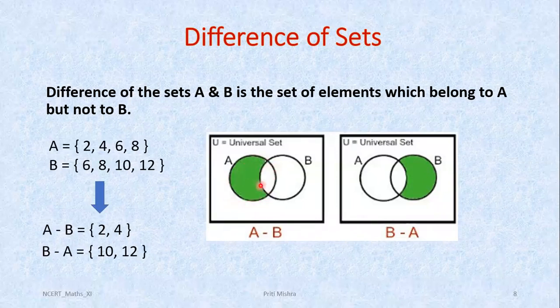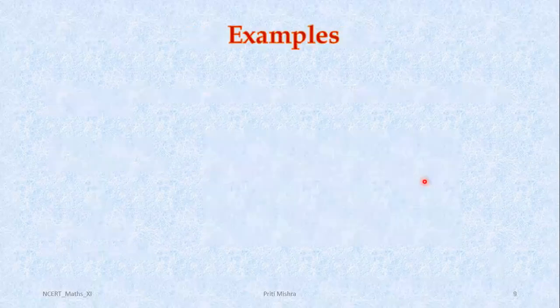So the rest of the part is A minus B. In the same way, in the second picture, this green portion is showing B minus A. We have deleted the common elements from B. So this is B minus A. Now, let's have some examples.